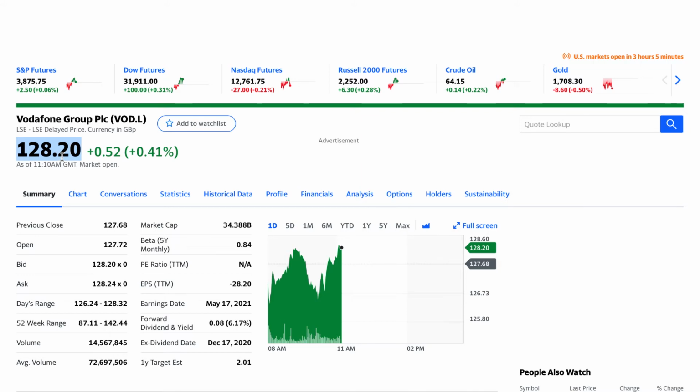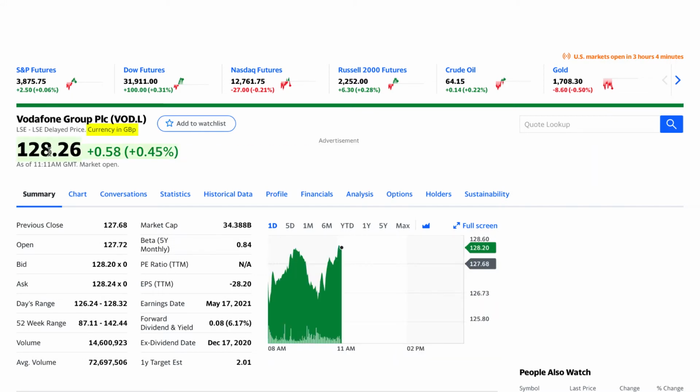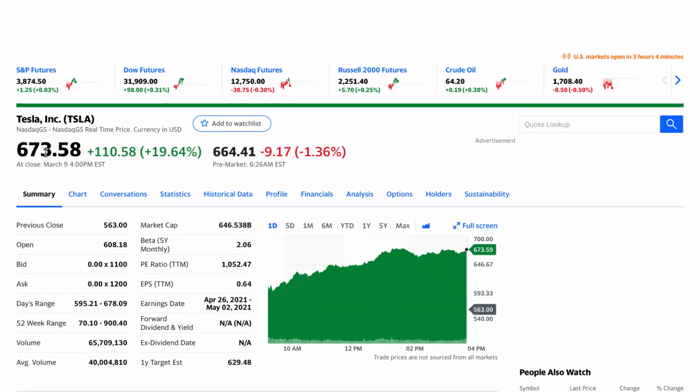For the most part, everywhere else, it's listed in the primary currency, right? So in the US, it's in dollars, so that's $673. In India, it'll be rupees, so if that said 673, that would be 673 rupees. Again, just a quick note: UK stocks are listed in pence, not pounds, and everywhere else it's typically the main predominant currency, so dollars, rupees, yen, and so on. Okay, so this is the stock price.